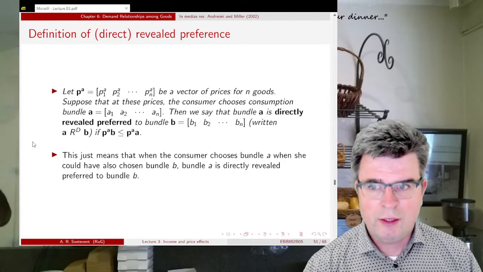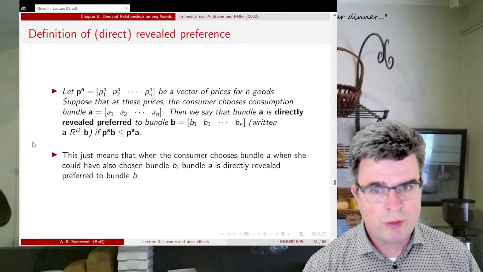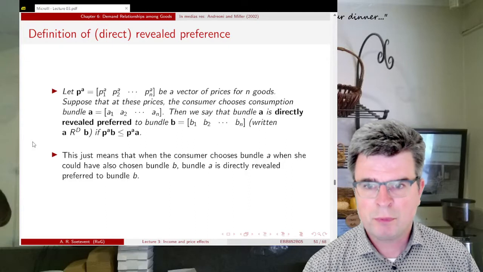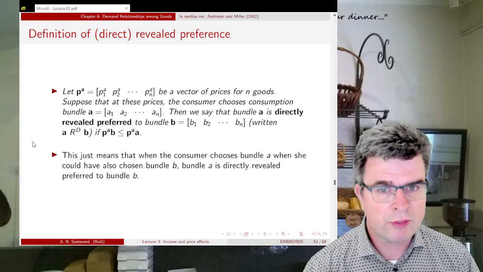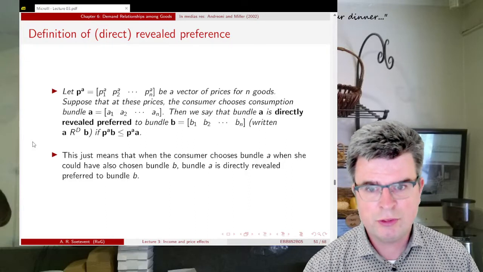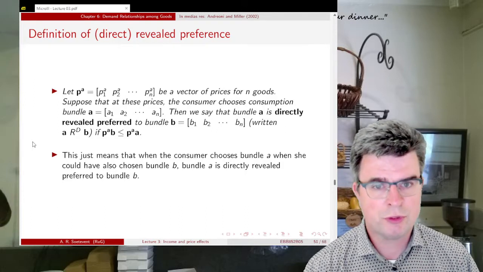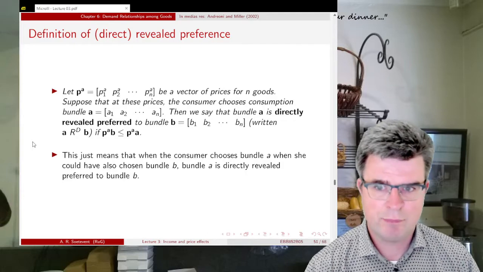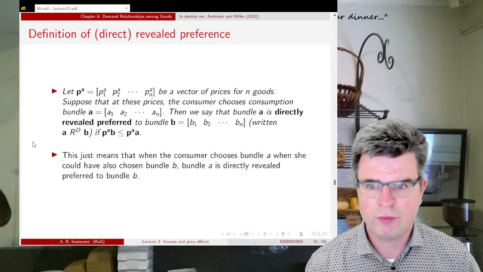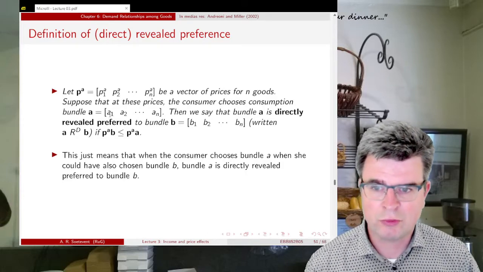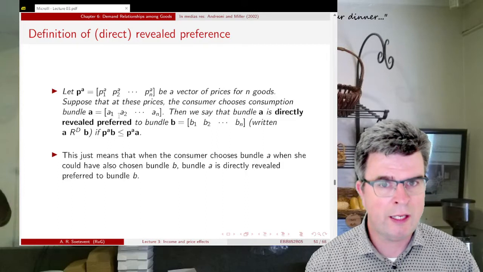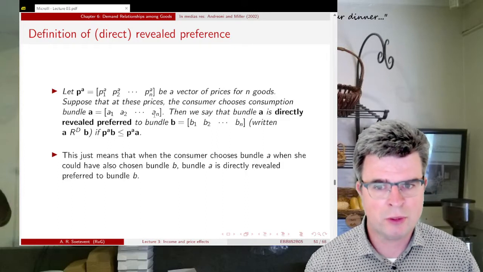So what is the definition of revealed preference or direct revealed preference? Suppose that we have given prices of n different goods, and suppose that given the prices, the consumer chooses a consumption bundle A. The boldface A means a vector. So the bundle consists of A1 units of good 1, A2 units of good 2, and so on till good n.